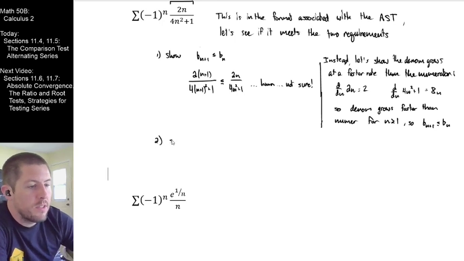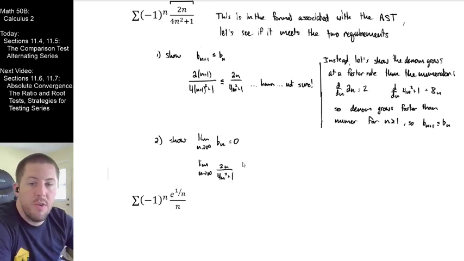The other thing that we want to do is show that the limit as n goes to infinity of b sub n equals 0. Limit as n goes to infinity of 2n over 4n squared plus 1.